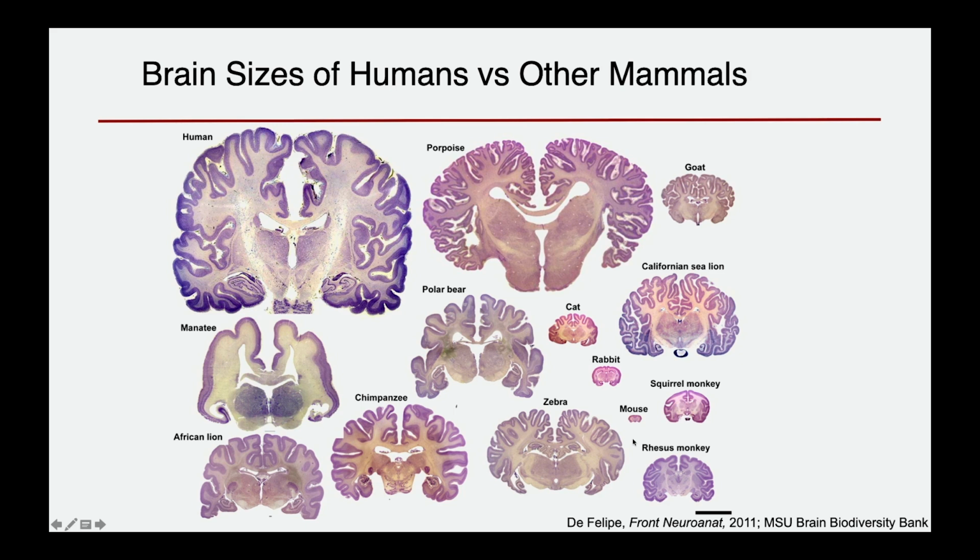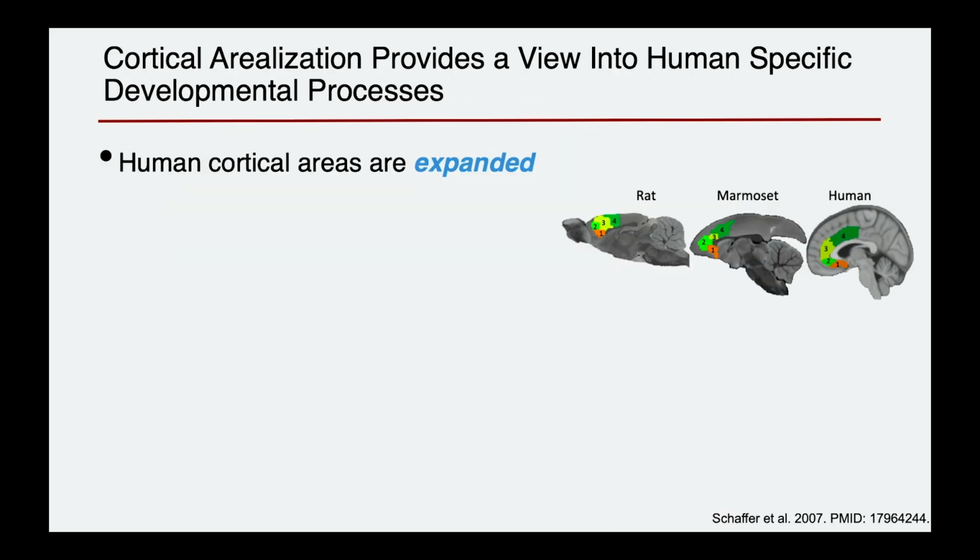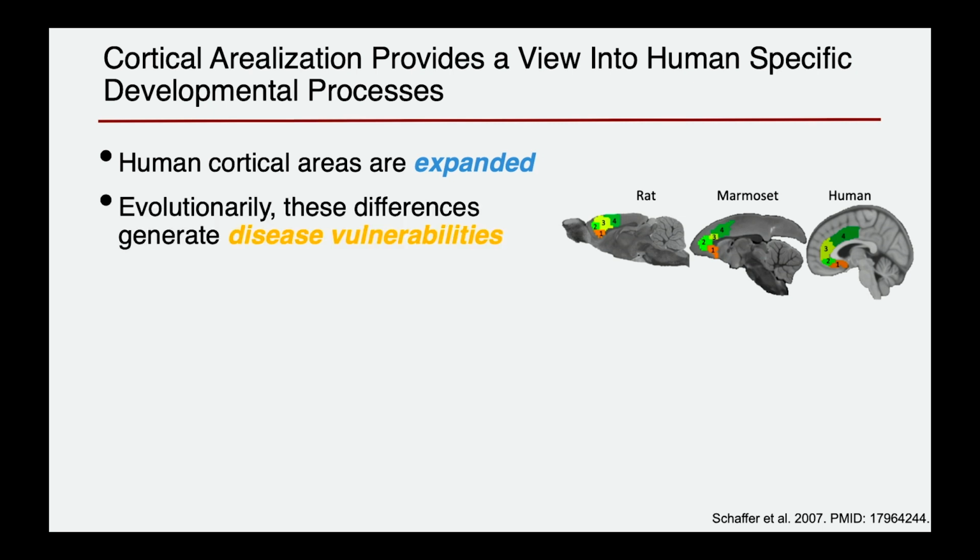So one of the areas that I'd like to present some work on is this idea of understanding in the human how different areas of the cortex emerge. And this is a process that I refer to as cortical arealization. And I think that this is really exciting to understand because it does provide a view into some of the human-specific developmental processes. Many human cortical areas, such as the prefrontal cortex, are expanded compared to not only rodents, but also non-human primates.